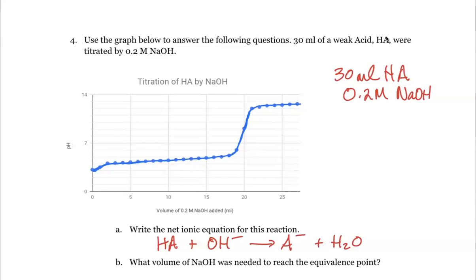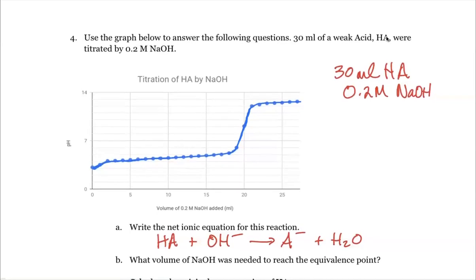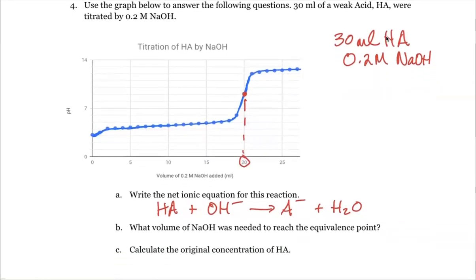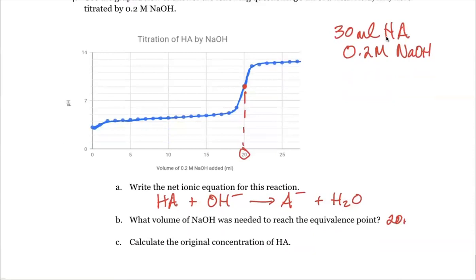B, what volume of NaOH was needed to reach the equivalence point? To find the equivalence point, I'm looking for the point of inflection and the steepest point of the graph. If I track that down, we find 20 milliliters of NaOH were needed. That's going to help me because then I know that this is going to represent half equivalence.